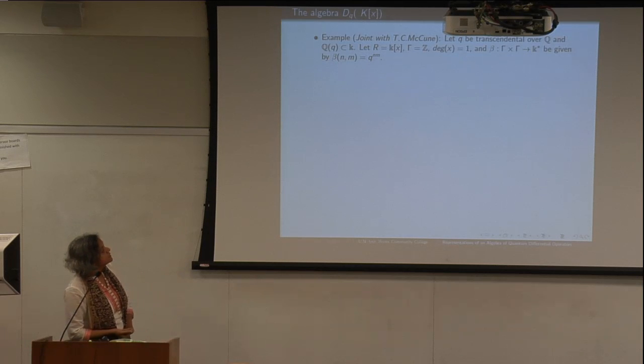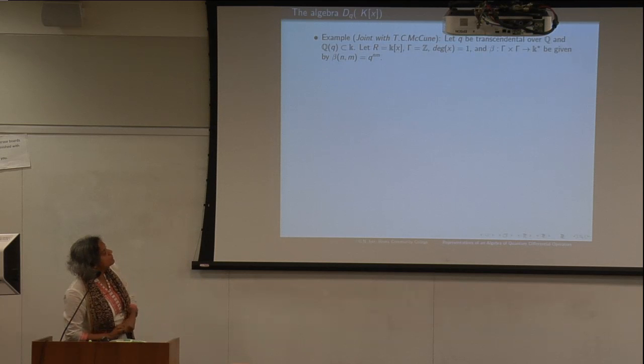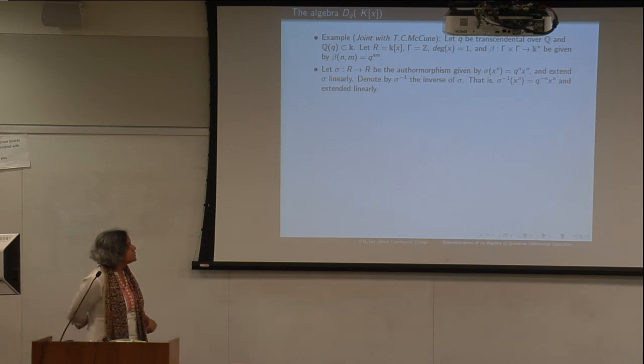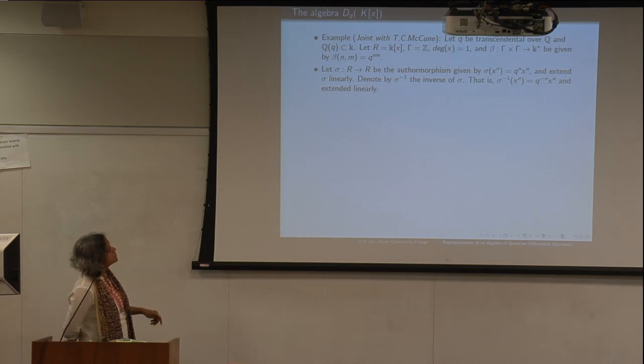Start with a transcendental element Q over Q, the rationals, and my field contains Q. Let R be the polynomial algebra. The polynomial algebra is Z graded, the degree of X is 1. Let beta be the chosen bicharacter given by this. Let sigma be the automorphism that's just multiplication by Q to the N.